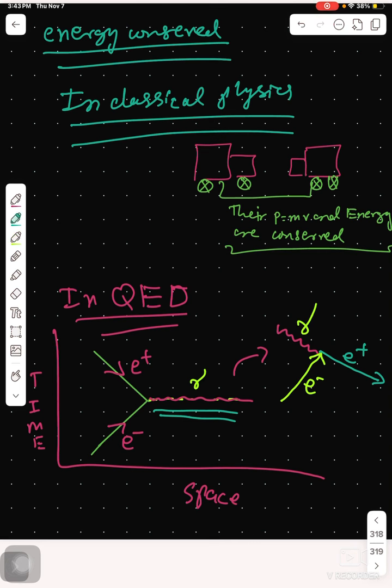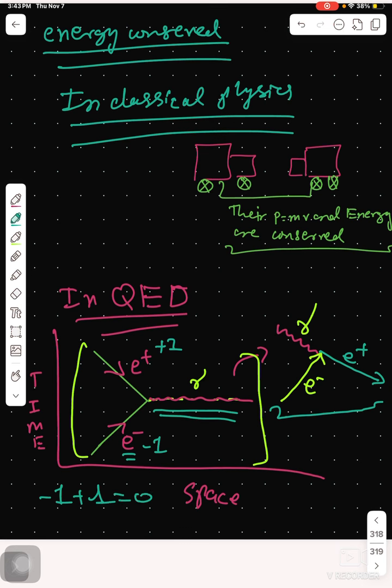The main thing here is that the momentum and the energy should be conserved. When we focus over here, e negative and e positive are fermions, right? And fermions have charges, so this electron will have -1 and the positron will have +1. So -1 +1 equals 0, as well as the photon. The photon is a boson, it doesn't have charge, so it is 0. So that means 0 equals 0, so charge is conserved.